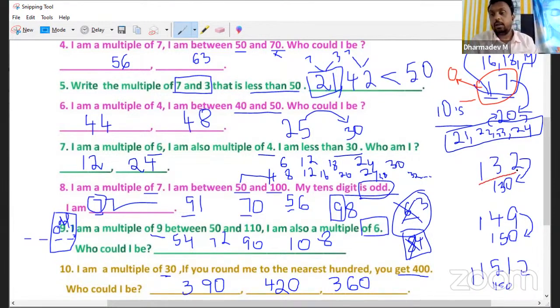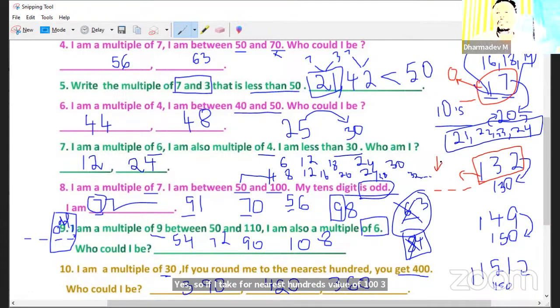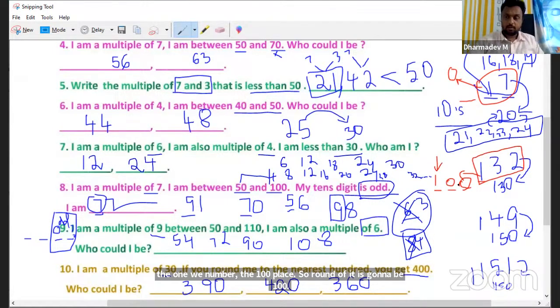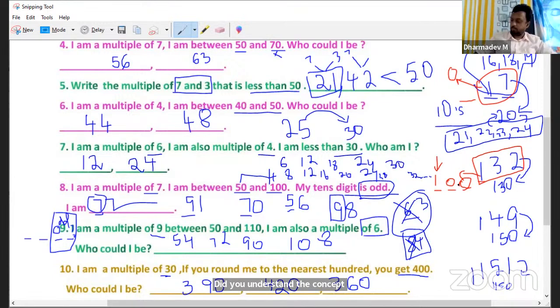132. The nearest round off number for 132. Yes. So if I take the nearest hundreds value of 132, ones, tens, hundreds. What will be the nearest hundreds value to round off 132? That will be 100. Yes, it's correct. That will be 100 because it should be less than 150 and greater than or equal to 100. So the number in the hundreds place to round off is going to be 100. Did you understand the concept? Yes or no?